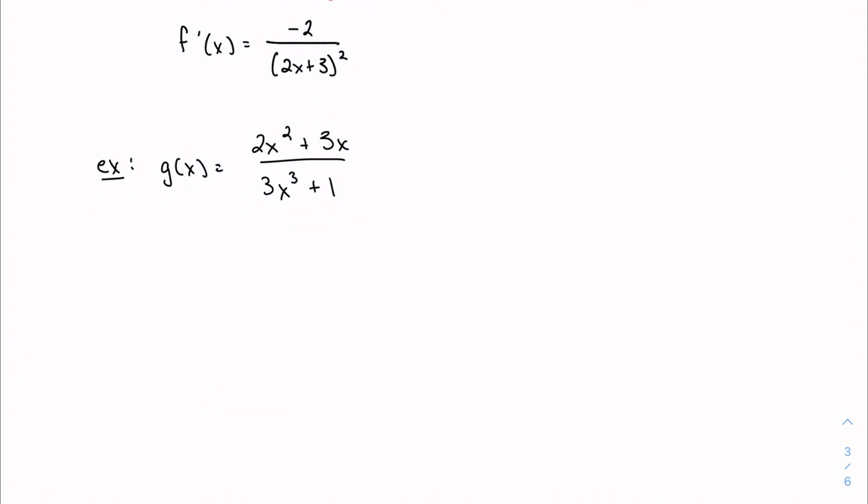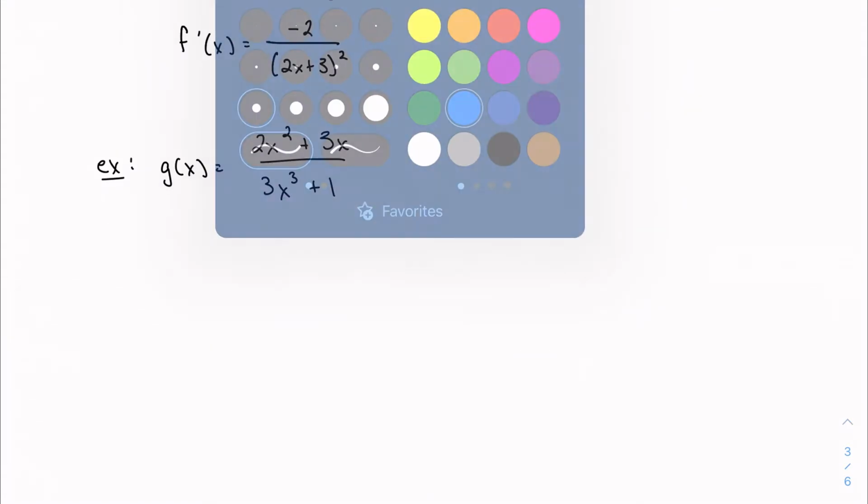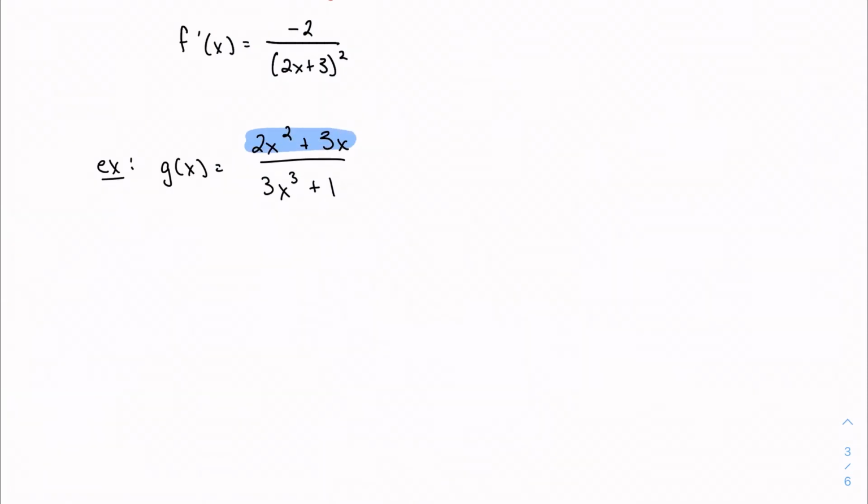Low d high minus high d low. Let's try it. So we have a quotient. We're going to use our quotient rule. So again, let's define u and v. So u is 2x squared plus 3x. So the derivative, I'm just going to use the power rule again. I'm going to have 4x plus 3. And v, keep my colors the same. V is 3x cubed plus 1. And so v prime is 9x squared. Again, just using the power rule.